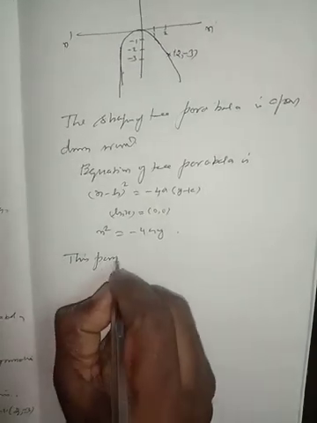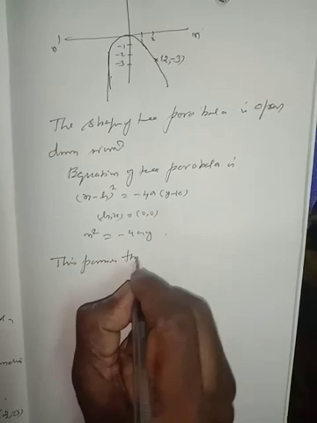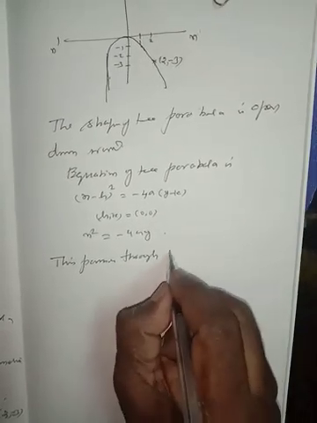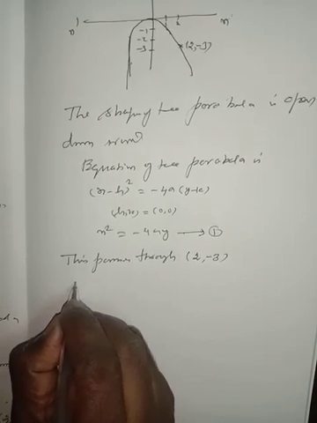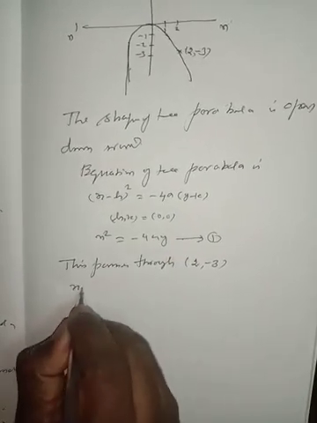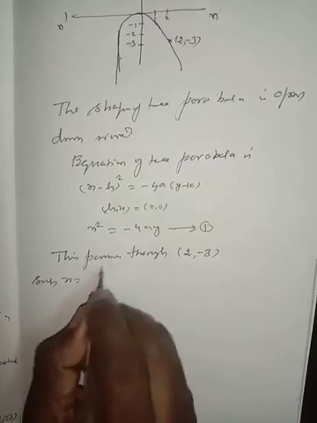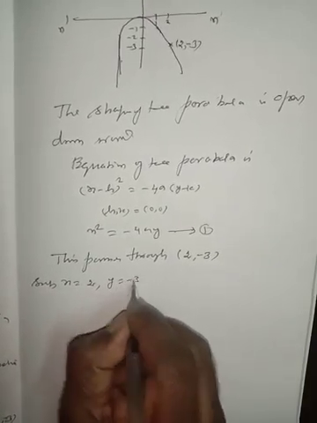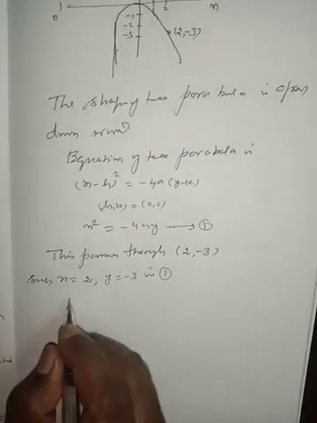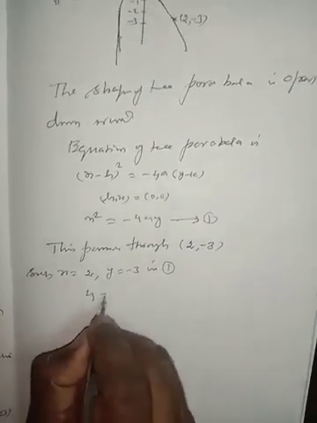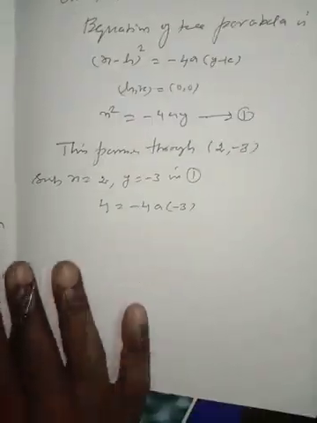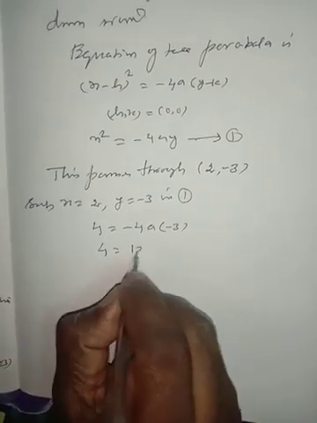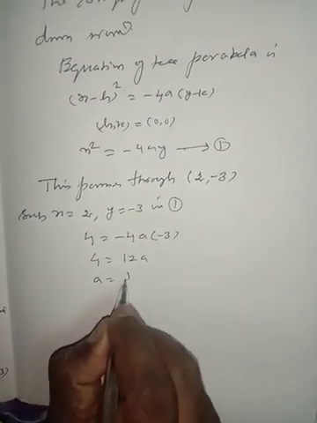Now this passes through the point (2, minus 3). Substitute x equal to 2, y is equal to minus 3 in equation number 1. So 4 is equal to minus 4a into minus 3. So 4 is equal to 12a. A is equal to 1 by 3.